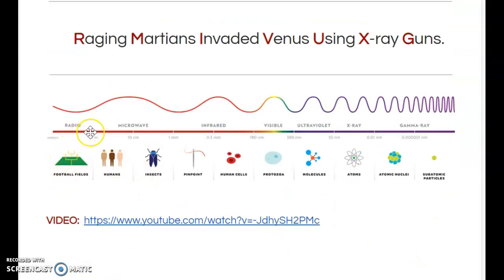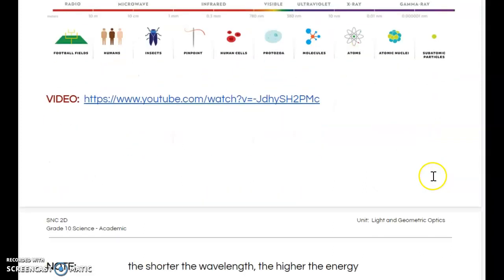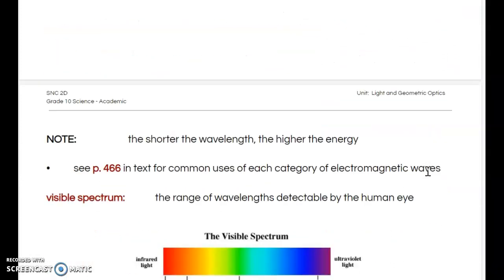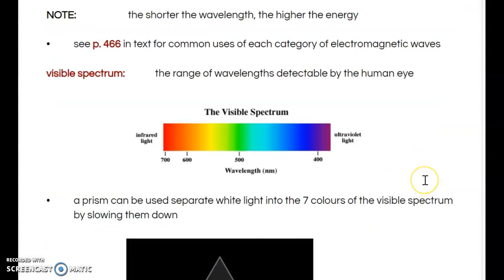This is just another way to show you the wavelengths here. When we get all the way to gamma rays, these are the most energy-filled electromagnetic waves, and they are the size of, say, subatomic particles. So the shorter the wavelength, I want you to get out of this, the shorter the wavelength, the higher the energy.